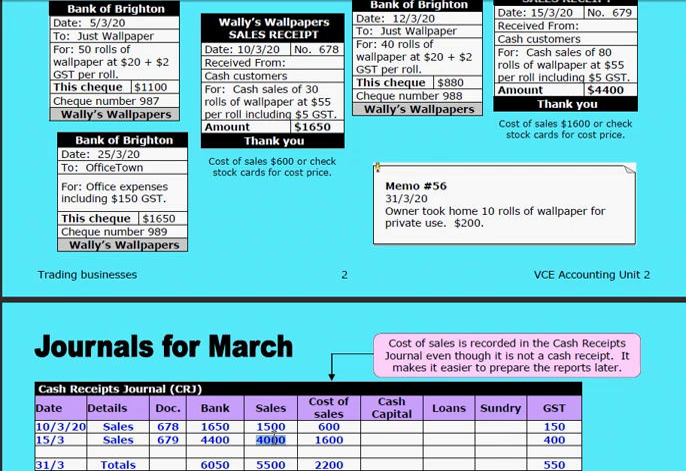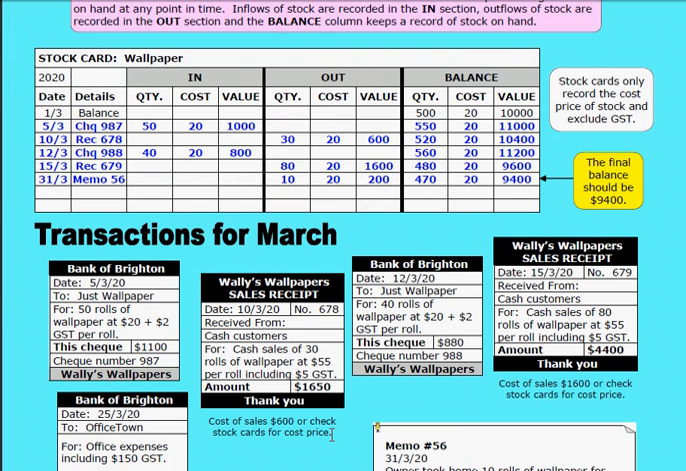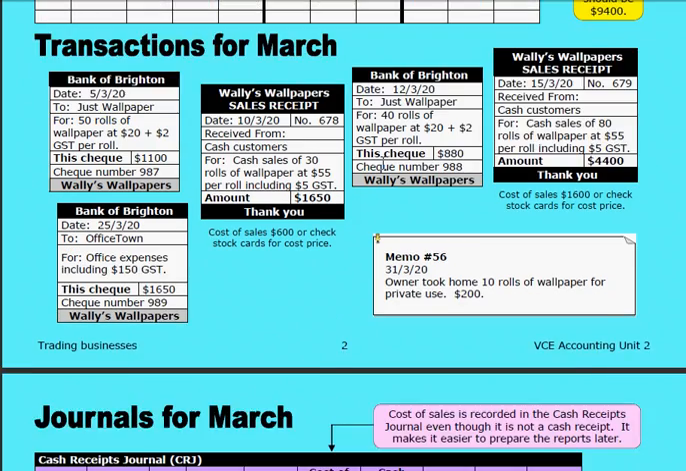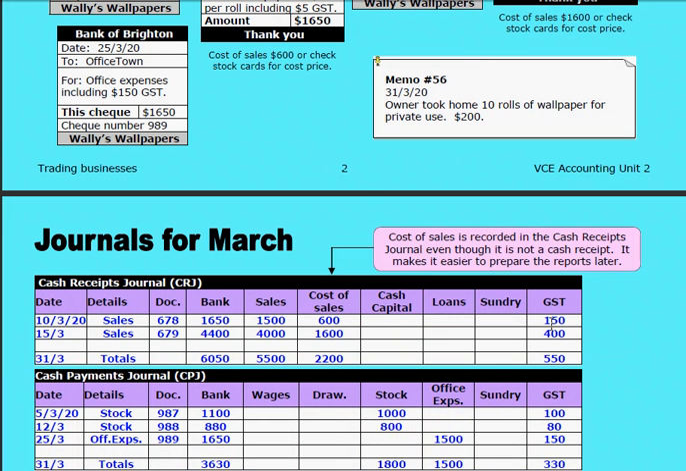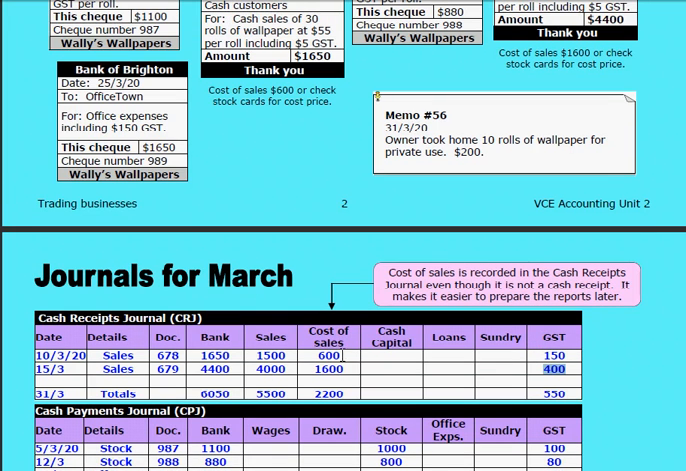That's excluding GST. And the cost of sales is 80 units multiplied by the unit cost of the wallpaper, which is $20. That's $1,600 is the cost of the sales. And to confirm that, if we go up to the stock card, we'll see that 80 by 20 equals $1,600. So it's always in the stock card if you can't work it out. And then, of course, we show the GST of $400. That's 10% of the sales. So the cost of sales is recorded as well as the sales, and of course the GST is recorded as well.